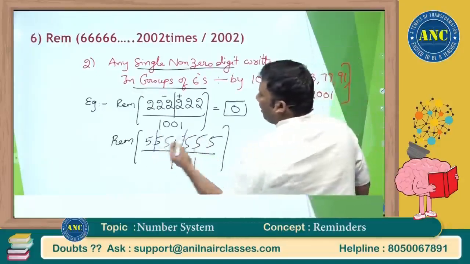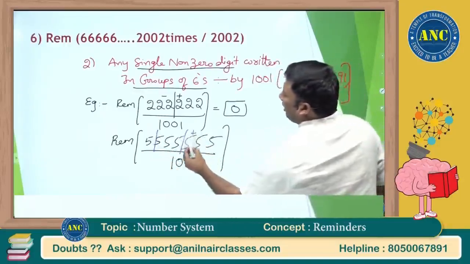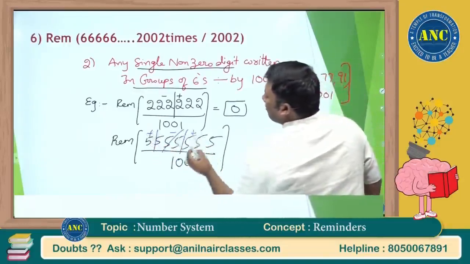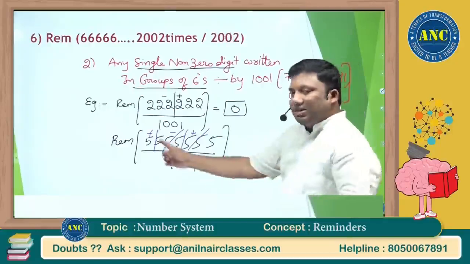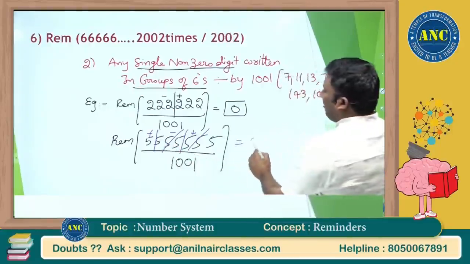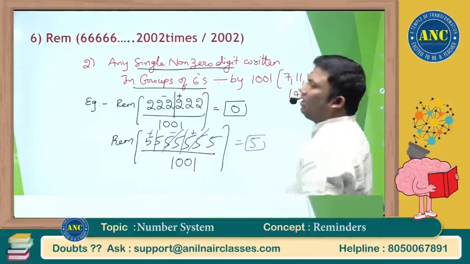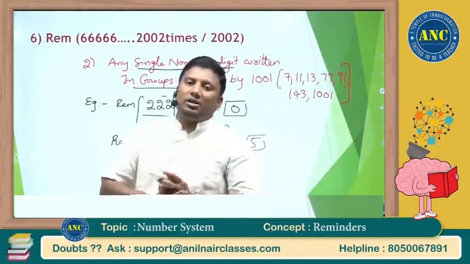Take a group of 3 digits. These both will get cancelled. What is remaining? 5. I hope this concept is clear.